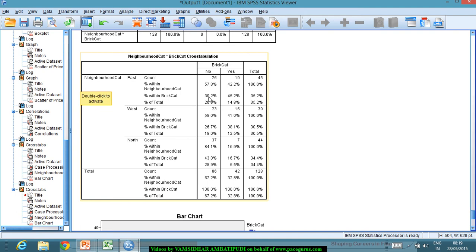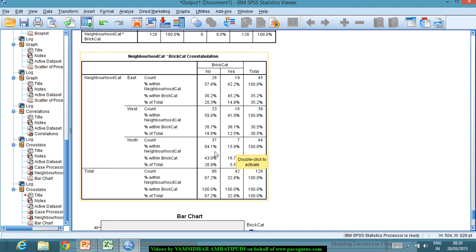Okay, let's look at it like this. Within the brick category, first let's look at the east: 57.8% of them don't have bricks, and 42.2% of them have bricks. Whereas in the west, it's again 59-41, almost similar to this. Whereas look at the north, 84.1% of the houses don't have bricks. Only 15.9% of them have bricks, which is quite significantly different from these other two categories.